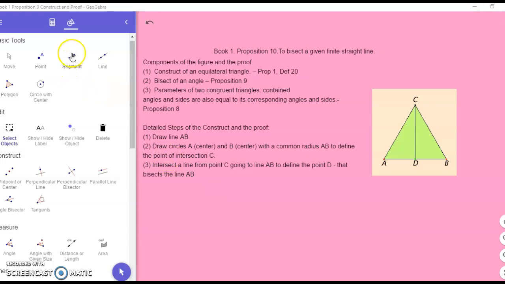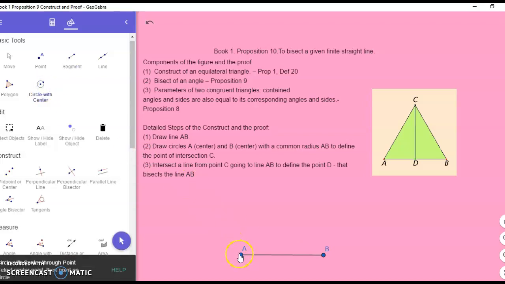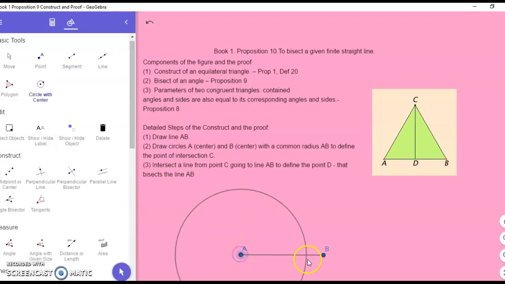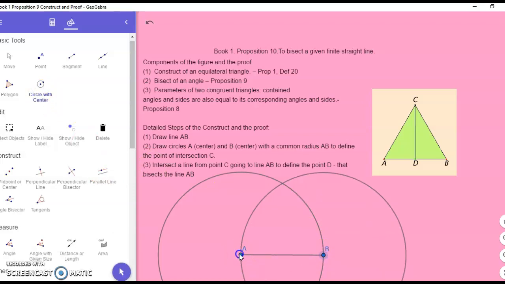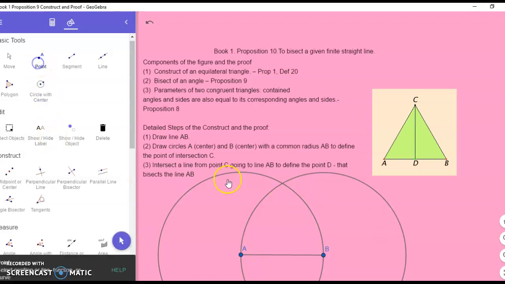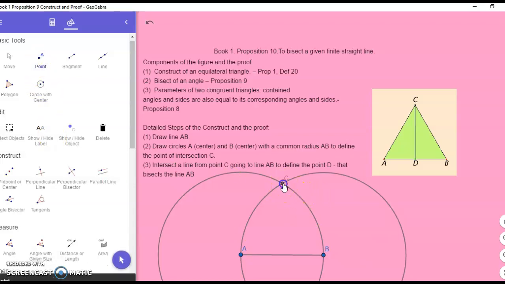So the first one is to draw line AB here, okay, and we will now create an equilateral triangle by having circle A and circle B. So let's do that, and we'll have radius AB. So circle A, radius AB, and circle B with radius AB. And observe that there's a point of intersection here, and we'll name this point as point C.